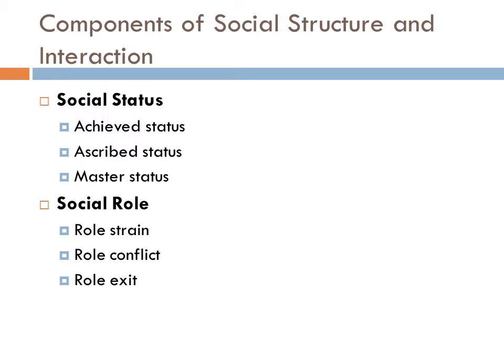There are some problems associated with social roles. Some here are role strain, role conflict, and role exit. Role exit is not necessarily a problem, but let me just take you through these really quickly here. Role strain refers to the notion that we can become overwhelmed in our roles. Performing the expectations of our statuses can be overwhelming. That is role strain. Role strain refers to one status.